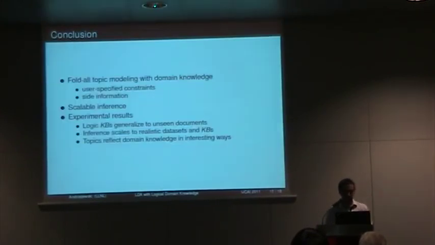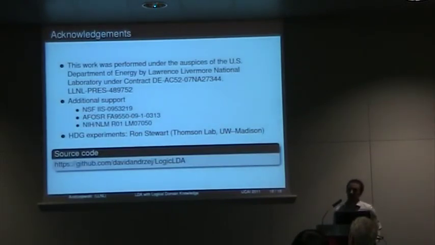So with that, I'm going to wrap it up. The idea here is that we're able to do domain knowledge-enabled topic modeling without forcing domain experts to hack on graphical models, which we think is a big win. In order to do that, we had to derive a new scalable inference algorithm, and the experimental results showed some interesting stuff, that it basically worked. So I'd like to acknowledge my funding sources and thank you all for listening. Source code is available.